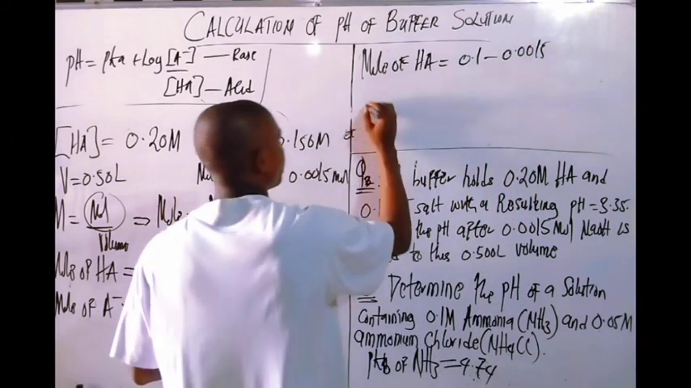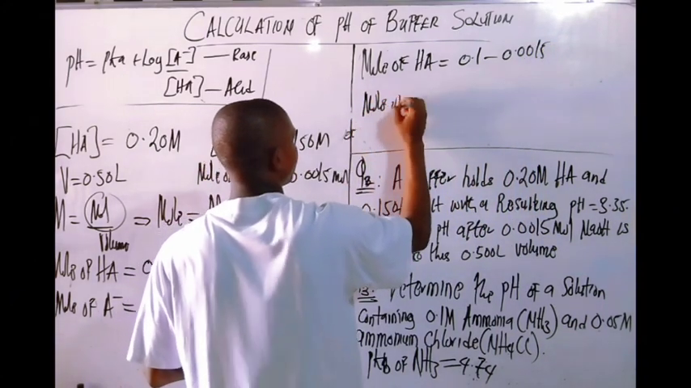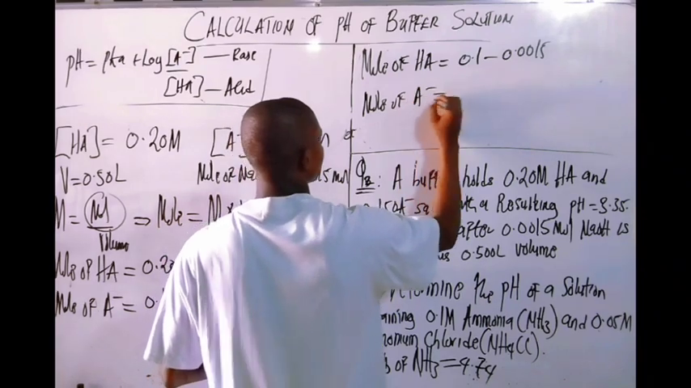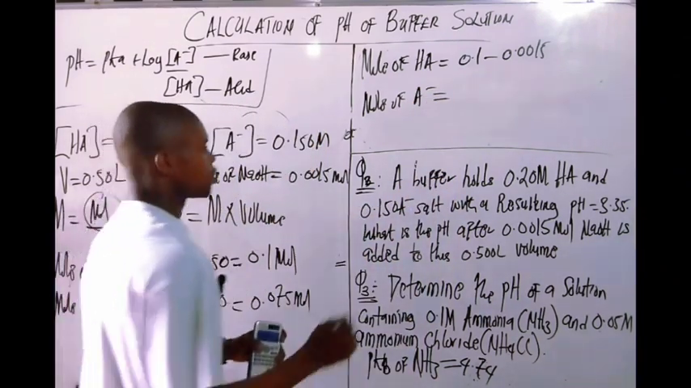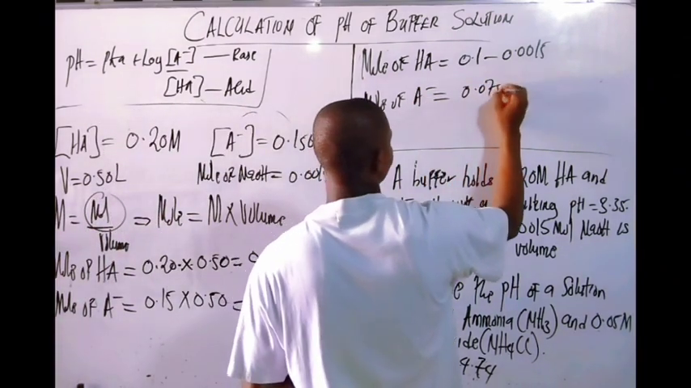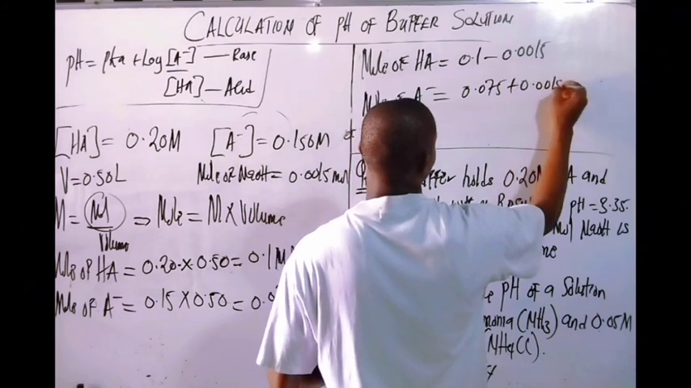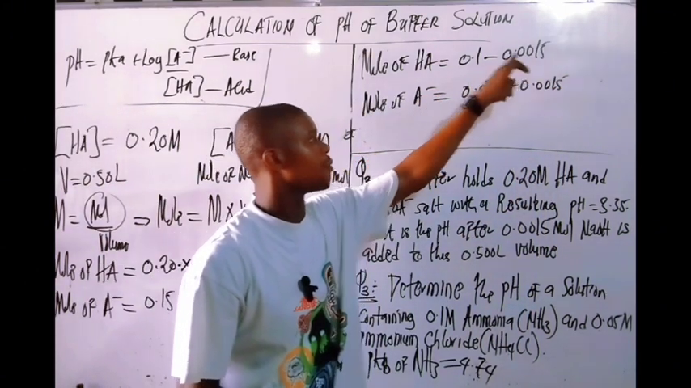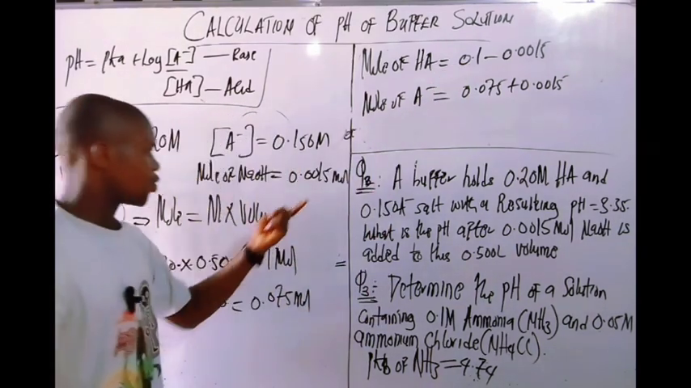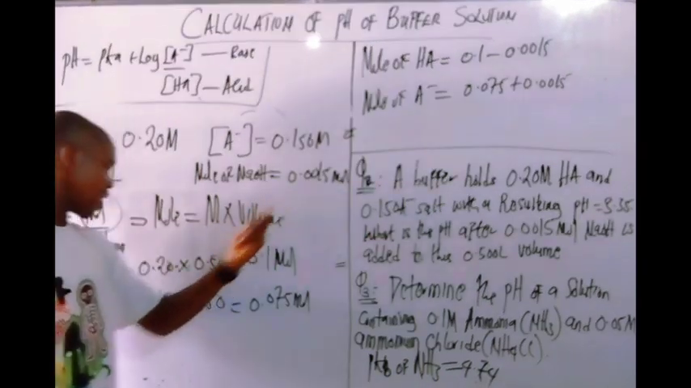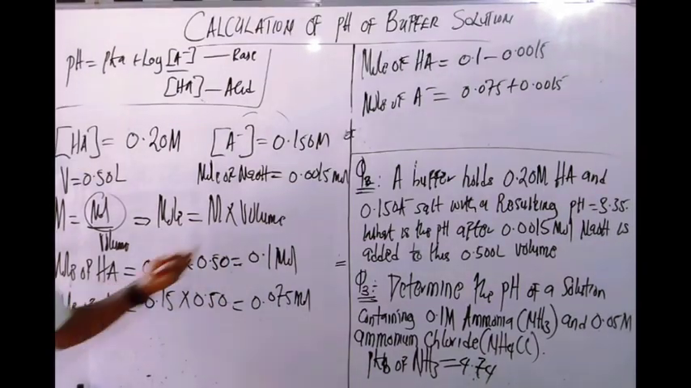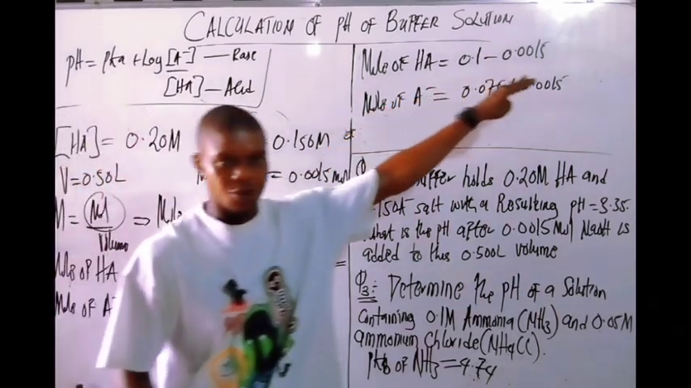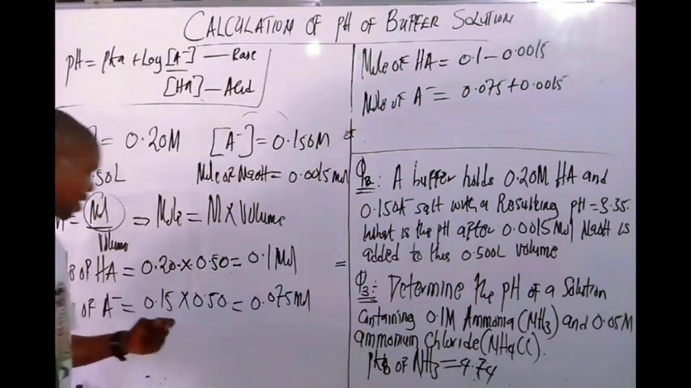0.0015. The mole of A minus is what? 0.0075 plus 0.0015. Just now, why are we subtracting this one from this one here? Because it's a base that you added, and the base will react with what? With acids. And if this base is reacting with the acid here, it's going to subtract it. So that's why we are subtracting. Do you understand? The same thing here.